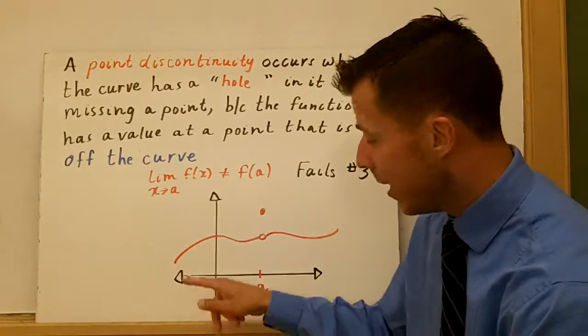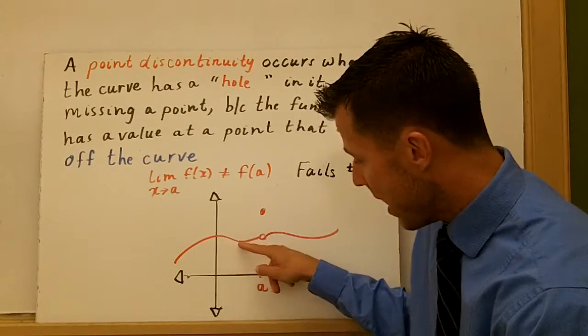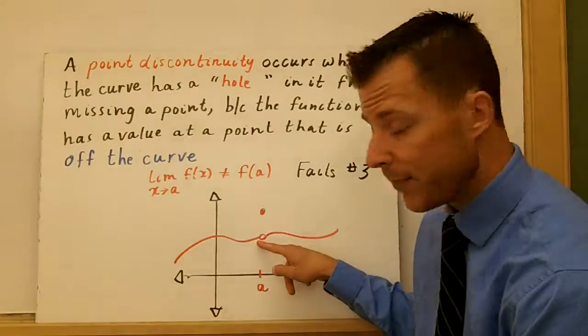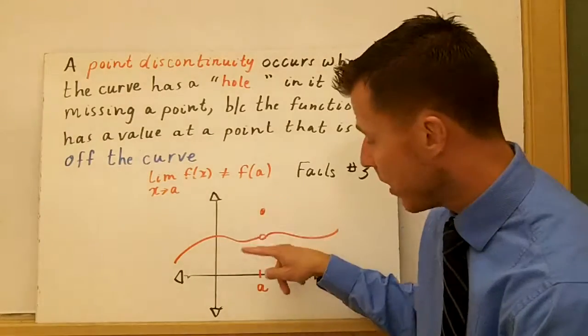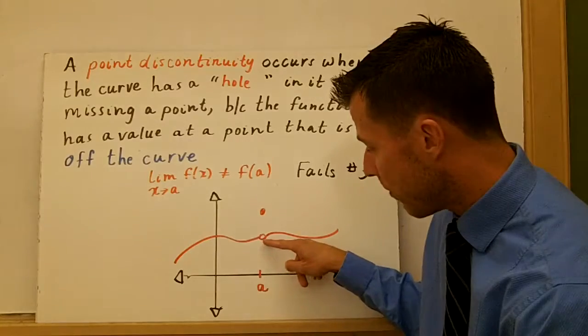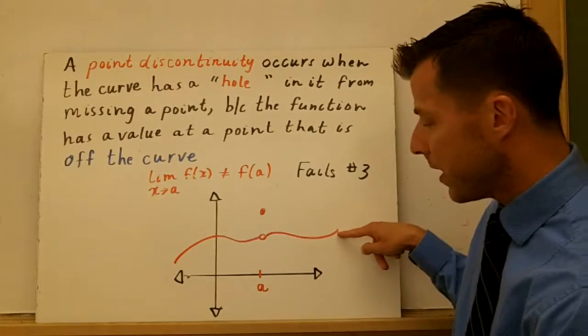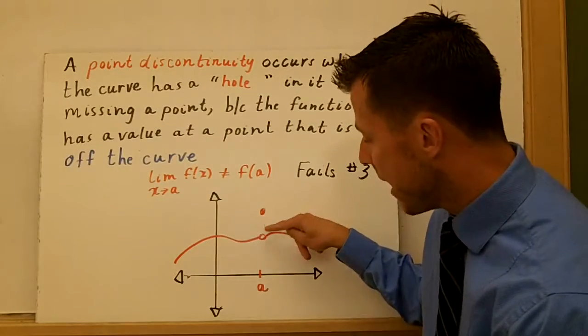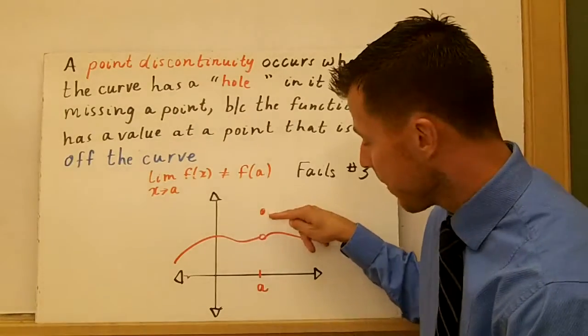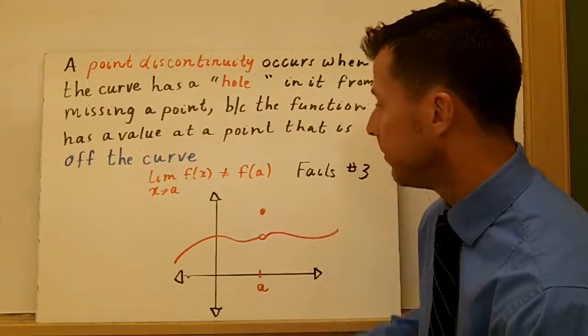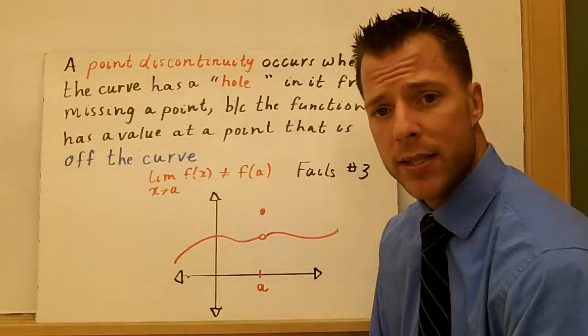So here's the idea. I have this curve in red, and I have a break here for some reason. The function is not defined, and that reason being is the point is defined elsewhere. So I have this curve, I have a hole, I have a break, and then I pick up again on that same curve. But this happens because at A, I've defined it as some other point, and so it cannot be defined there. And that is a point discontinuity.